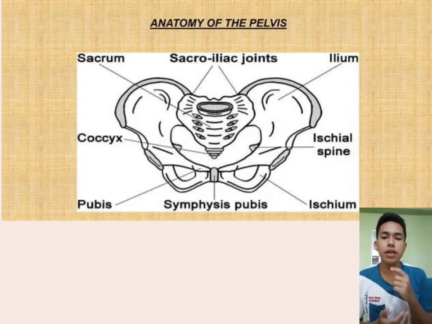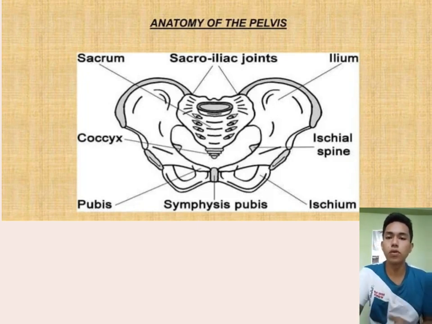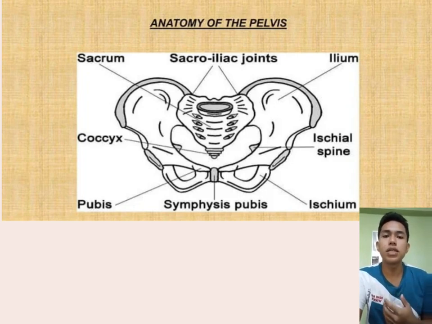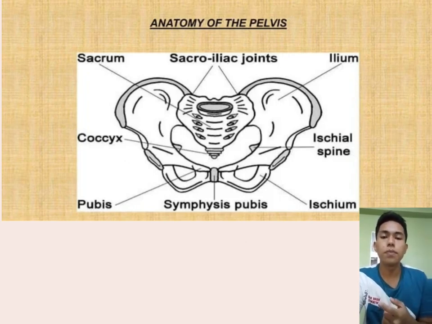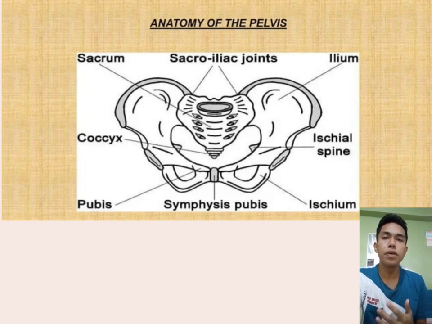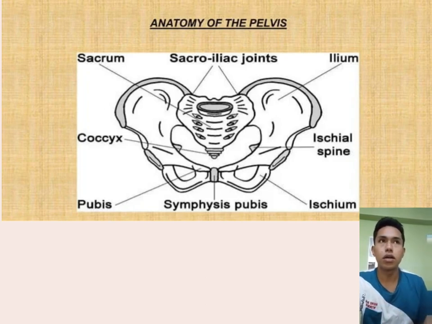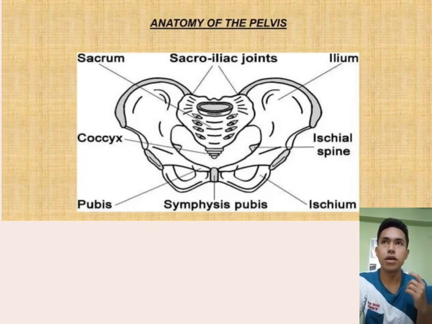As we can see here in the anatomy of the pelvic bone, the sacrum is opposite to the symphysis pubis, which is located on the buttocks part of a human. We have also the ilium, the ischium, the pubis, and the ischial spine, which determines if the baby is already engaged or not during labor, and a lot more parts of the pelvic bone.